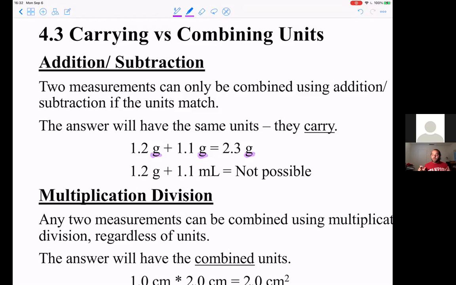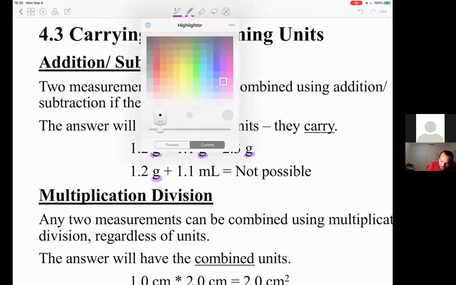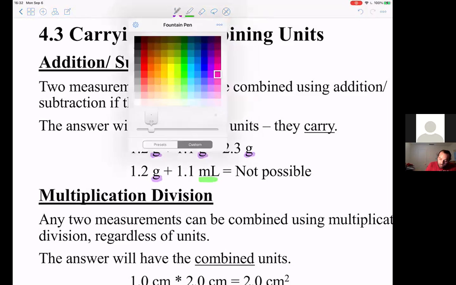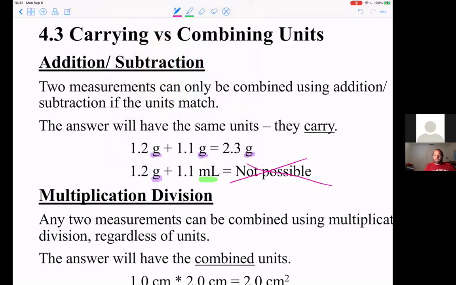Equally as importantly, you cannot combine measurements using addition and subtraction if the units don't match. So here I have grams and I'm trying to add something in milliliters. Those units don't match, so this calculation isn't even possible. It doesn't make sense to try to add grams to milliliters, or grams to meters, or milliliters to Kelvin or something like that. It just doesn't make any sense to add mixed units. Okay, so units have to match and the answer will just be the same as those matching units.